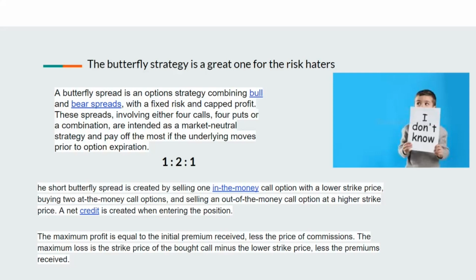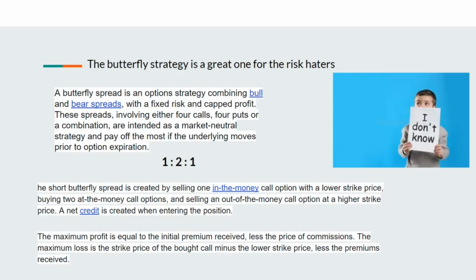The short butterfly spread is created by selling one in the money call option with a lower strike price, buying two at the money call options, and selling an out of the money call option at a higher strike price. A net credit is created when entering this position.